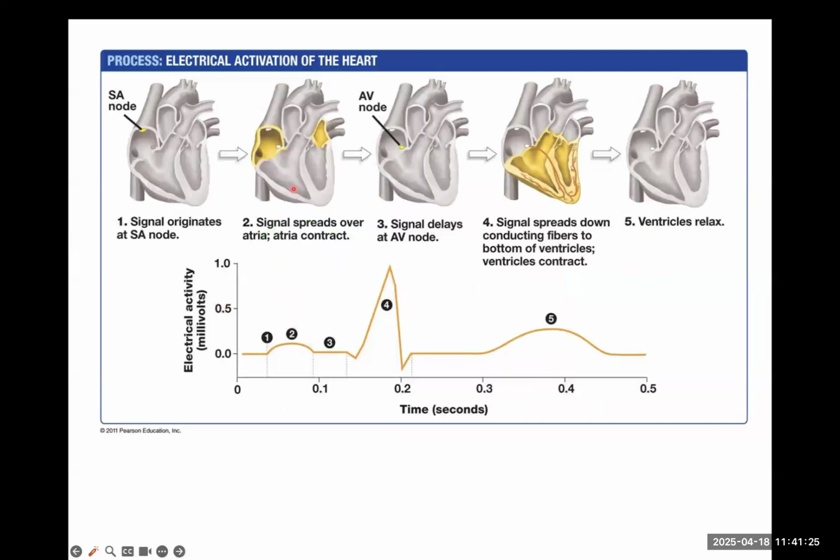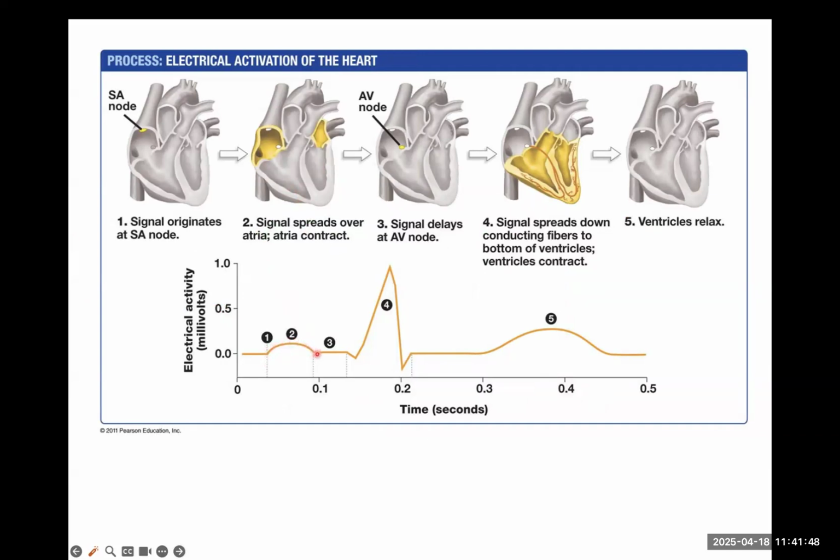Okay. So this is what it looks like with an image of the heart superimposed with the trace. So over here on number 1, we have the signal originating from the SA node, and it's going to go ahead and give this first bump right here. So the bump happens, and once the signal spreads, you're getting that bump. Signal is spreading, and the atria is contracting.